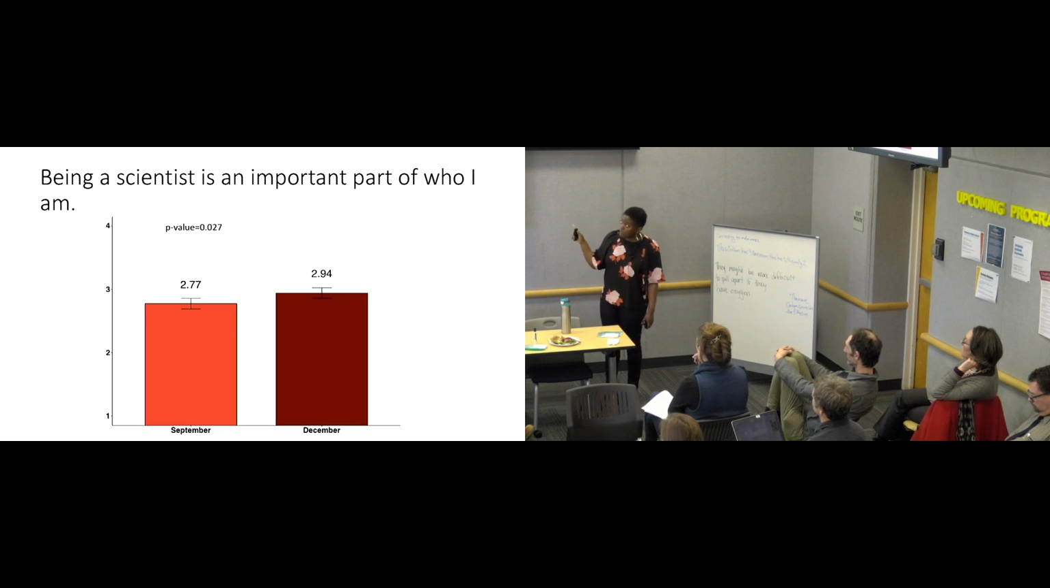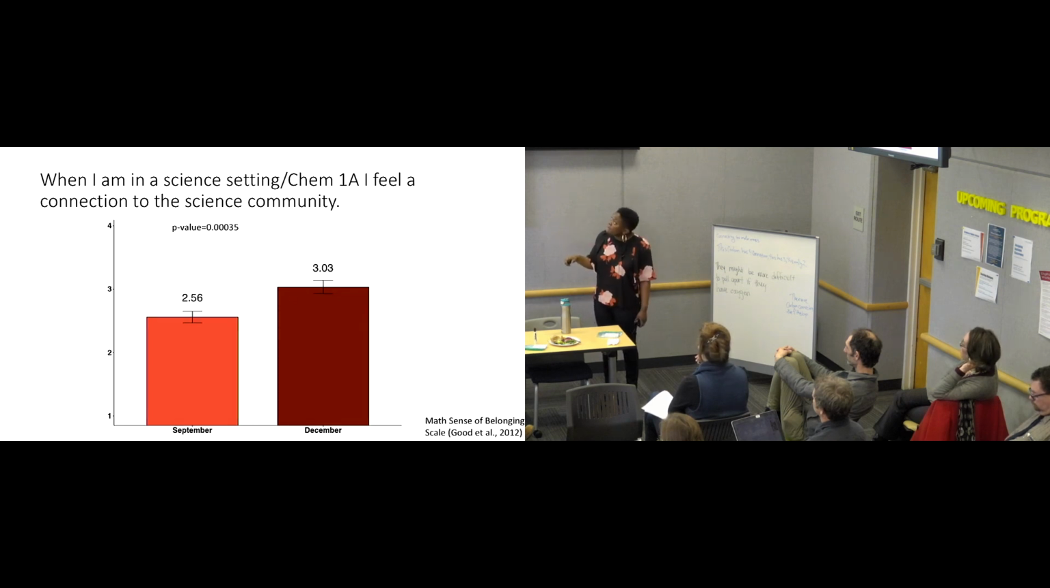"Being a scientist is an important part of who I am." If I remember correctly, the students in the match set, I think this goes down a bit. For this one, our students start off lower than both a match set and the traditional set, but they end up significantly higher, both because of this increase, but also because the mean response of the students in the traditional course actually decreases by the end of the semester.